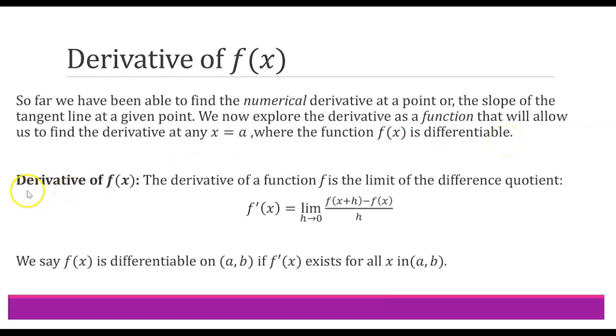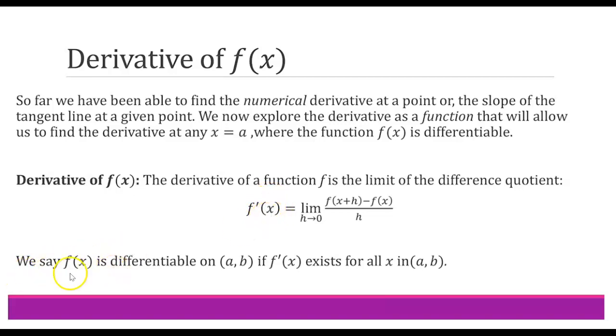Let's take a look at the derivative of f of x. So the derivative of a function f is the limit of a difference quotient. This should look very familiar. F prime of x is equal to the limit as h approaches 0 of the quotient f of x plus h minus f of x all over h. So this is very similar to finding the numerical derivative at a point, but instead of letting x equal a particular numerical value, we're going to leave it as the variable x.